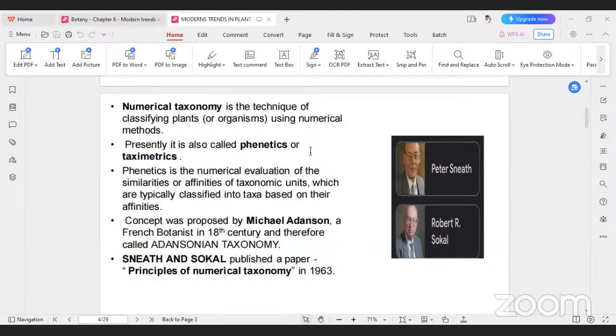Numerical taxonomy is the technique of classifying plants using numerical methods. At present it is also called phenetics or taximetrics. Phenetics is the numerical evaluation of the similarities or affinities of taxonomic units, which are typically classified into taxa based on their affinities. Affinities means common descendants, a group of plant taxa with common descent; that is called affinities.